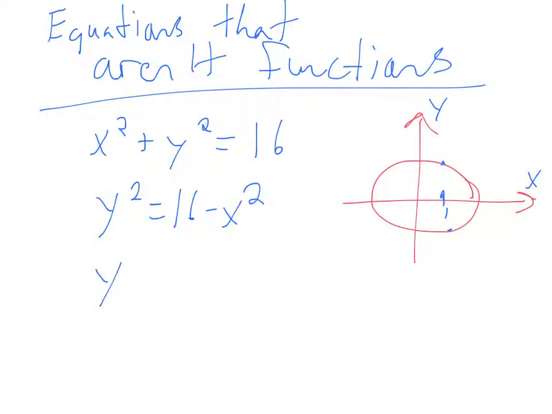So I get y is equal to the, what type of square root? It's got to be the plus minus. So for any value of x that I plug in, I get the plus or minus of that square root. That's two different possible values. This is y, this is not a function, right? So, not a function.